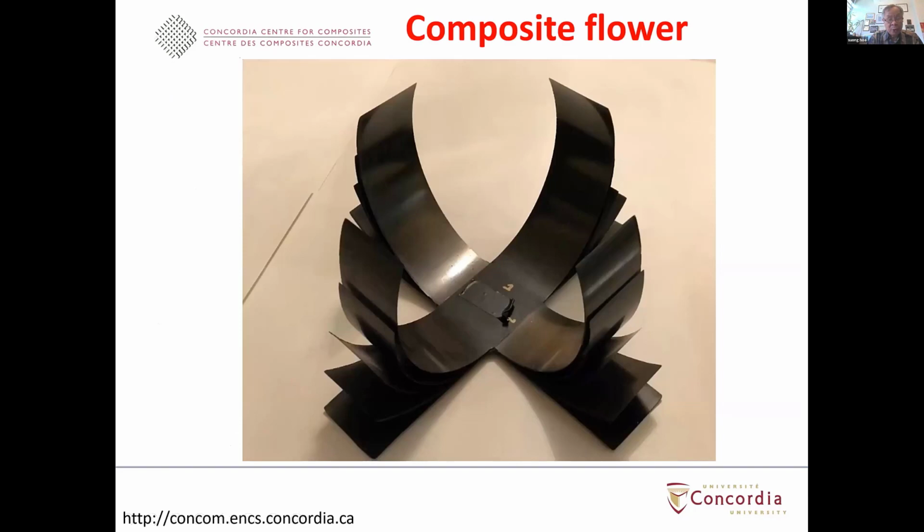Another shape we made is called the composite flower. You can see that we make a flower that consists of 4 petals, and each petal has 5 leaves. Each of the leaves here has a different curvature. If you use a regular method of composite manufacturing, you cannot make this because you cannot make a mold with 5 different curvatures. So this kind of structure can only be made using the technique of 4D printing of composites. Again, I just want to repeat, we only lay down on a flat mold. We did not need a complex mold to do this.